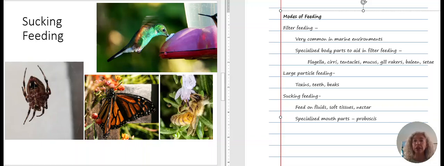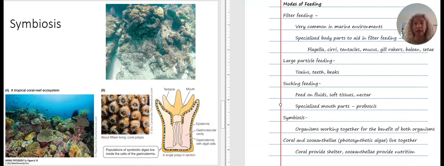All of the nutrition must come from other organisms in heterotrophic animals, like all animals. Some animals use other organisms to help them get enough nutrition. These animals rely on organisms to help them extract nutrition from their food. This is called symbiosis, where organisms work together for the benefit of both organisms.